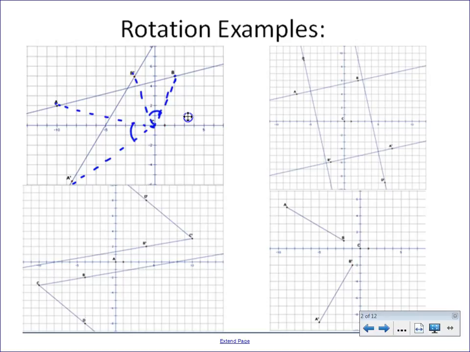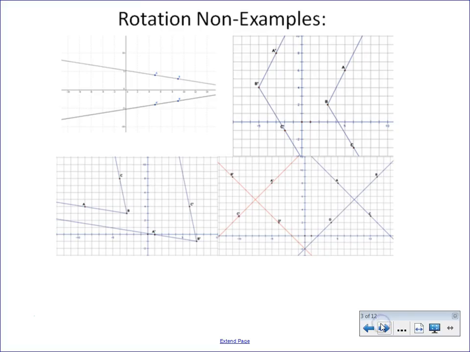And notice it's the same distance from that center, from that point of rotation. No matter where I go, if I'm using this one, rotating around point C, notice B to B prime is the exact same angle as A to A prime. And those points, the image points along with the pre-image points, are the same distance away from that center of rotation.